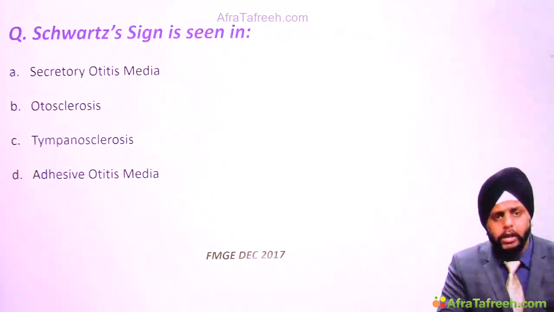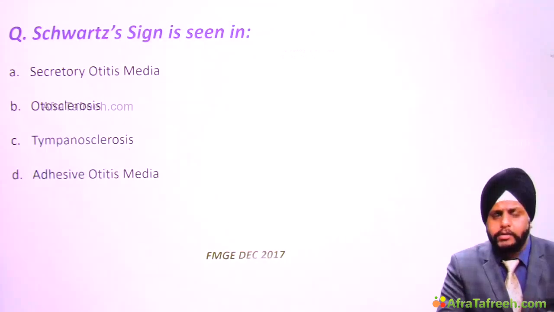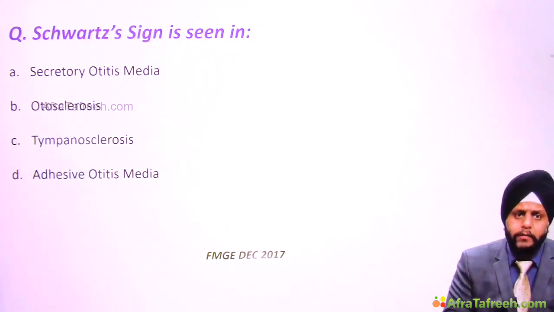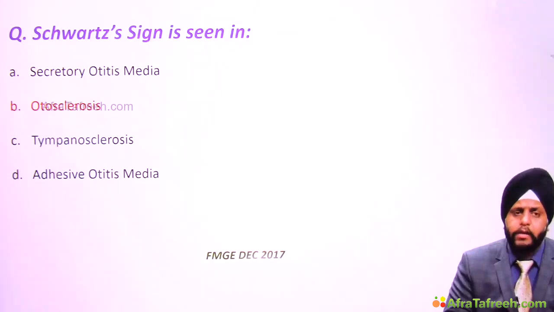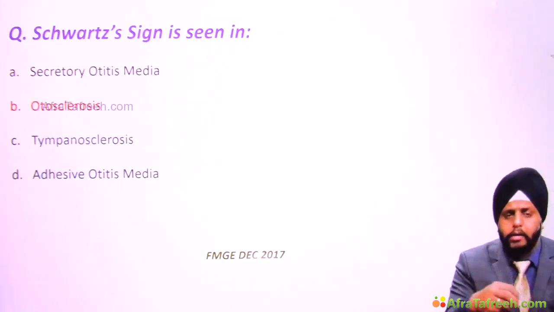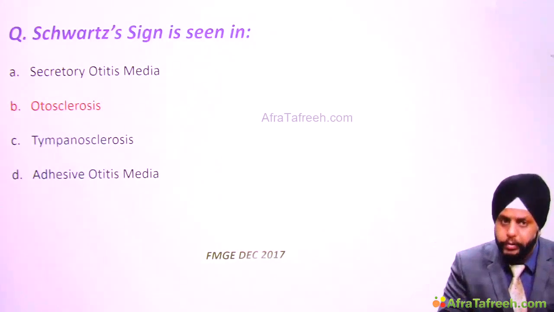Now, next question: Schwartz sign is seen in. Let's discuss this straightforward question. Schwartz sign, the flamingo pink color of the tympanic membrane, is of course seen in otosclerosis. Why do we see this? This is because the enchondral bone is changing to spongy bone, the phase of otospongiosis.